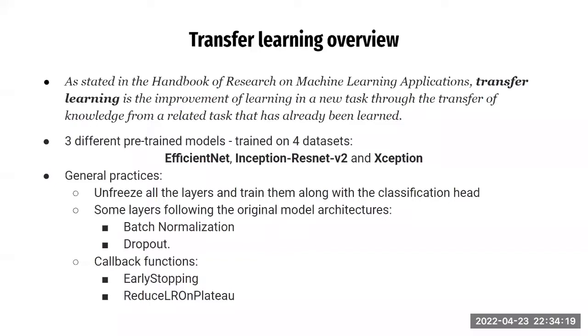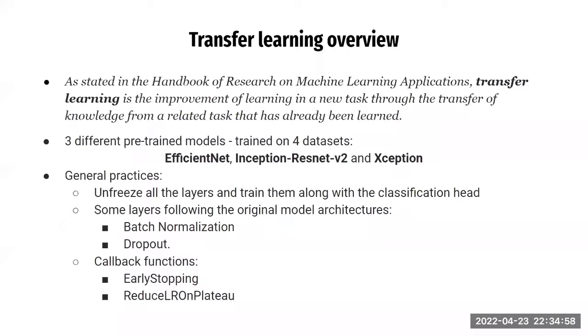Before jumping into the details, I would like to point out some general practices that we use for this approach. Firstly, we will unfreeze all the layers. Although it will increase the training time as there are more layers, we could achieve better results because they learn better features for the downstream tasks. Secondly, we also implemented some layers following the original model architecture, which has batch norm and dropout. And thirdly, we added some callback functions to improve the performance by adjusting the learning rate during training. They are early stopping and reduce learning rate on plateau.